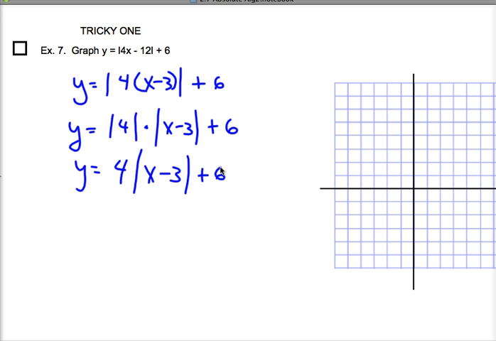So although it appears this one has a vertex of 12, 6, it really truly has a vertex of 3, 6. This would be 3 right, this would be 6 up. So my 0, 0 goes 3 right, 6 up. My slope appeared to be 1, but in reality my slope is 4. So I need to go up 4, which I'm going to go off the grid here. And 1 right, and up 4, 1 left.